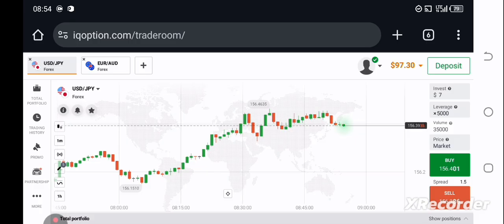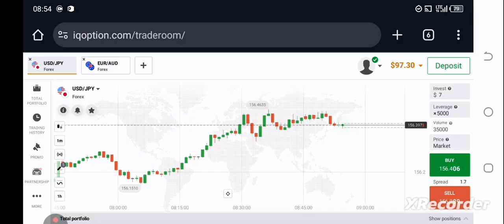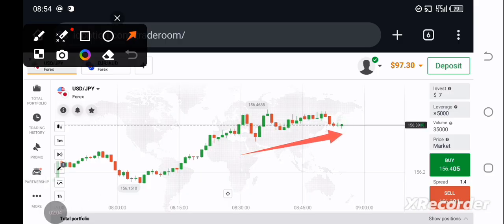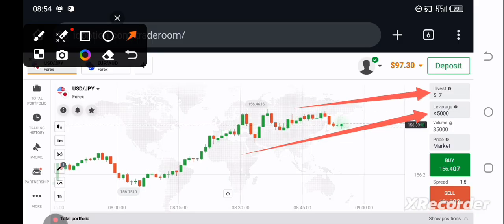Because the leverage is 5,000x. That is 5,000 times your investment capital of $7. 7 times 5 is what is going to give you 35. So you have a leverage of 5,000 times 7. That is going to give you 35,000 in volume. Your leverage is 5,000 times your investment capital of $7, which is going to give you 35,000 as your trade volume.